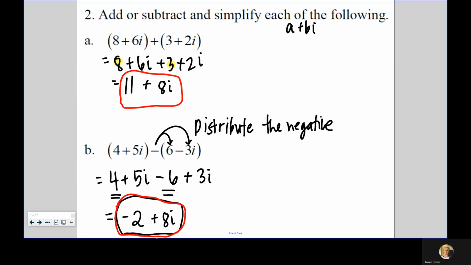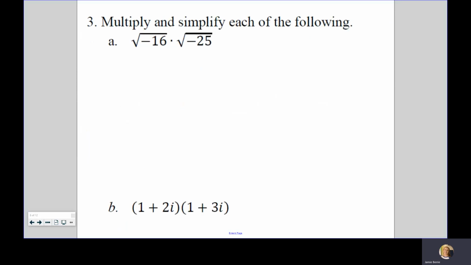All right. So addition and subtraction, super easy. Let's move on and look at multiplication. This is the one with 3 parts. We have part A, part B, and then part C. We'll get to part C in a minute. It says multiply and simplify each of the following. And if we can, we're going to write our answers in the form a plus bi.